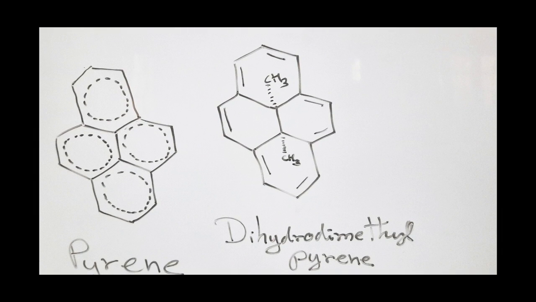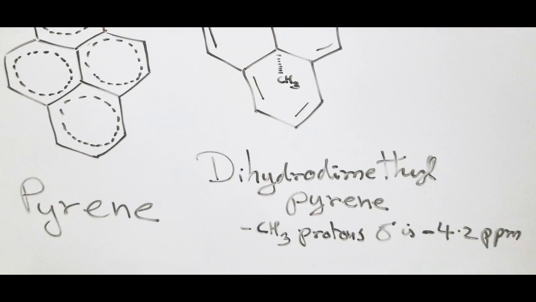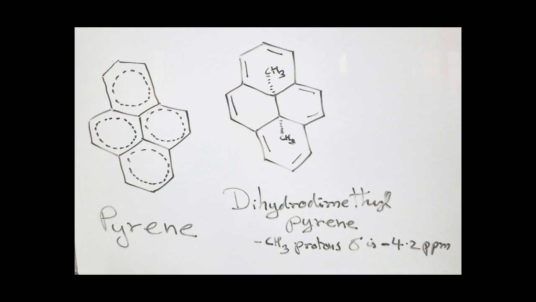See, the methyl protons of dihydrodimethylpyrene show a chemical shift value much lower than tetramethylsilane. It is much upfield of tetramethylsilane. So the delta value is minus 4.2 parts per million for the methyl protons. In an examination, if you sit in any viva voce, people will ask you to compare the chemical shift values for the protons of pyrene and dihydrodimethylpyrene. In dihydrodimethylpyrene, you have 2 methyl groups. The 2 methyl groups show a negative chemical shift value, that is, upfield of tetramethylsilane, minus 4.2 parts per million.